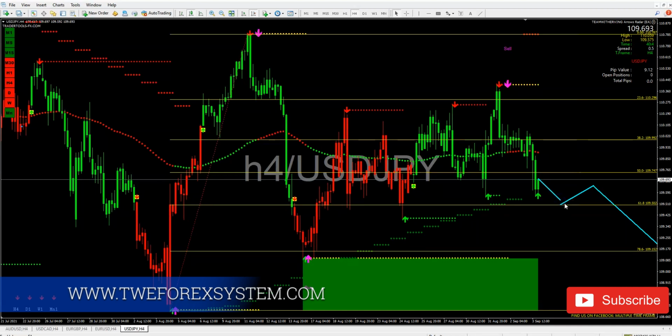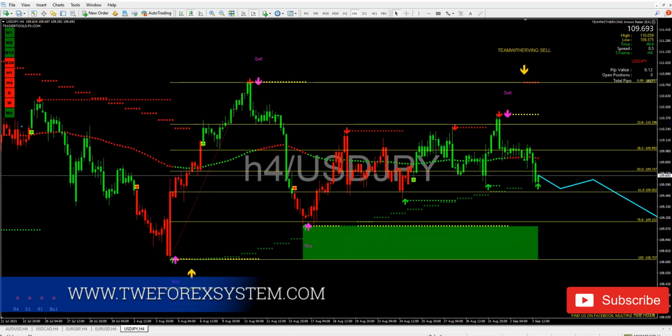Let me kind of fix this here so you can see it. All right, there you go. All right, so what's going on here on USDJPY? So the movement here on USDJPY, guys, it is bearish. So look at here, multiple time frame is located at this area here. Our TWE is also selling.